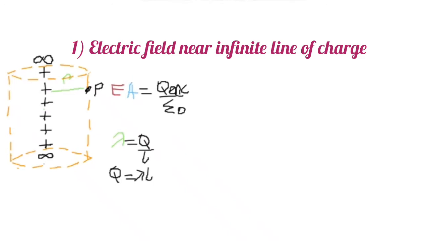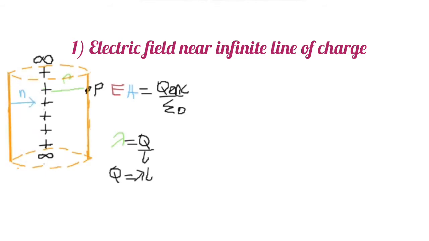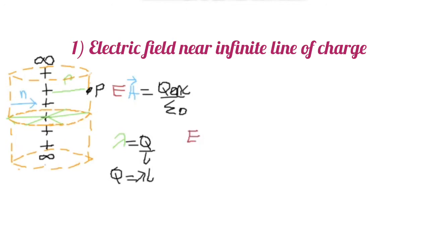Remember, direction is key. The normals of the 2 circular bases are perpendicular to the electric field. So theta is 90, because cos 90 is 0, and those areas do not contribute to the flux. However, the normals of the curved surface at each point is parallel to the radial electric field. So theta is 0, because cos 0 is 1. So our flux is E times the area of the curved surface. The area of the curved surface is 2 pi rl.